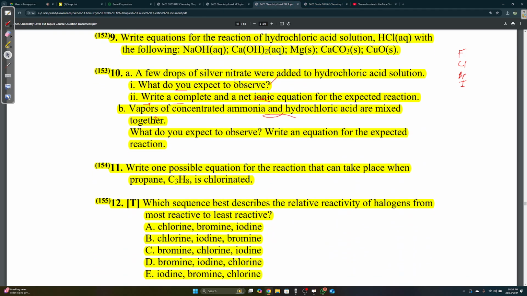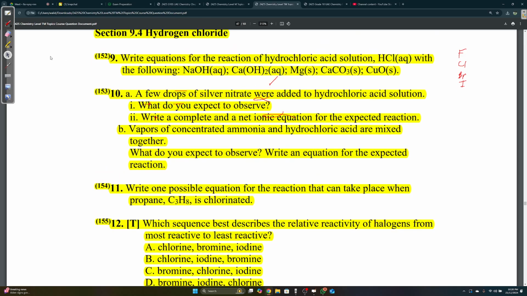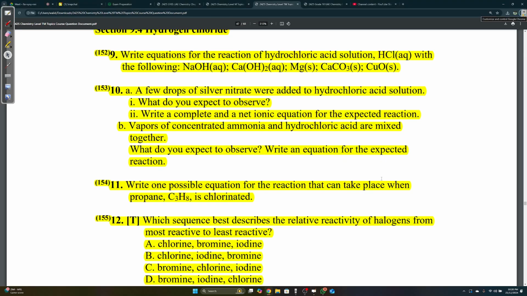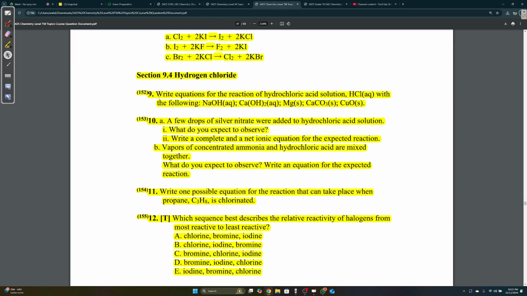Write equations for the reaction of hydrochloric acid with the following: NaOH, Ca(OH)2, Mg, CaCO3, CuO. Okay, for question 9, I'm going to go through it a bit quick, but I'm just going to write on the side how the reaction goes. Okay, hydrochloric acid. Acid has reactions with what? Okay, I'm going to put the same thing.